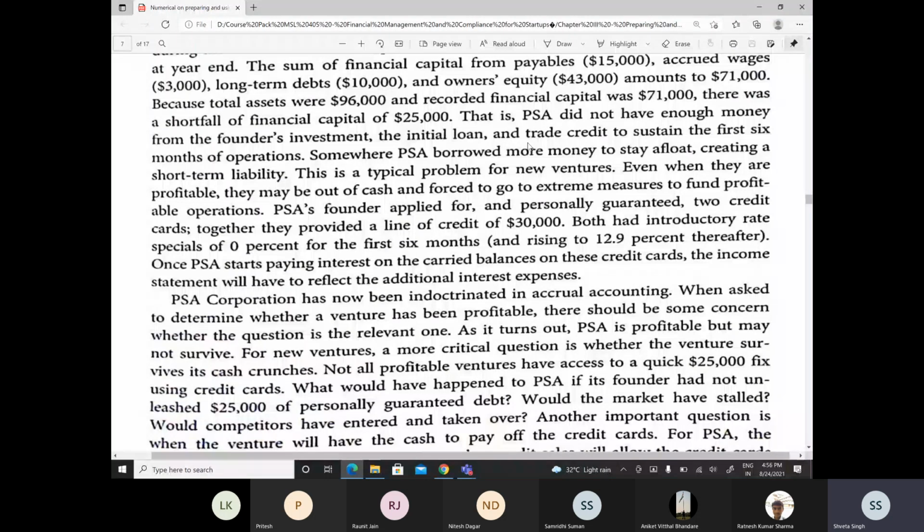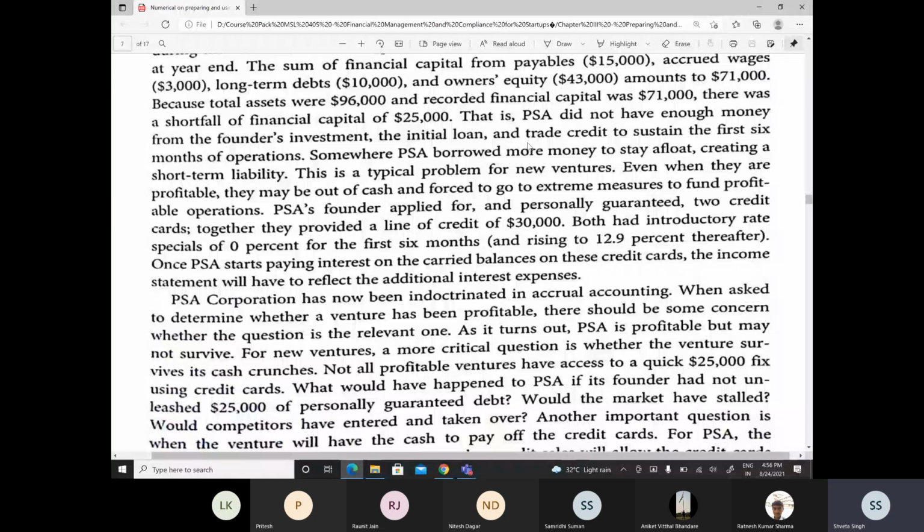Together, they provided a line of credit of $30,000. Both had introductory rate specials of 0% for the first 6 months, rising to 12.9% thereafter. As with credit cards, first they give it to you free, tell you to use it, and then suddenly the interest rate on the credit card jumps. So once PSA starts paying interest on the carried balances on these credit cards, the income statement will have to reflect the additional interest expenses. Right now it is free, so there is nothing to pay yet, okay?